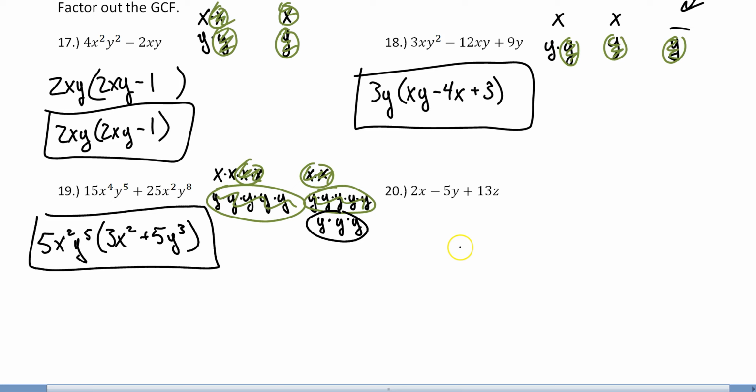And since they have nothing in common in terms of numbers, and they have nothing in common in terms of variables, I say it's prime. Okay? And it's prime because the only thing I could divide out is a 1, but I don't do that in this situation. Okay?